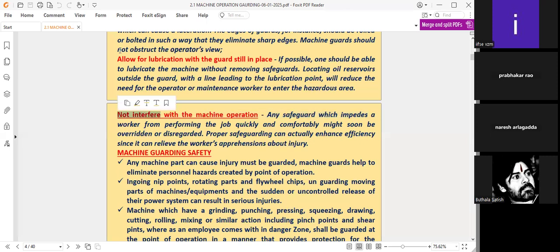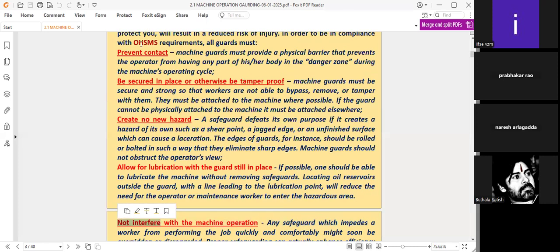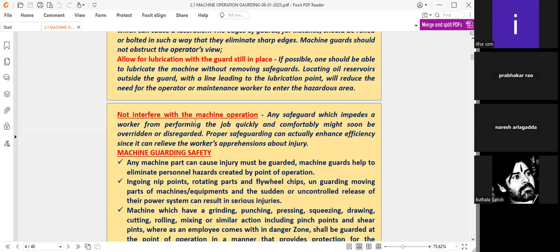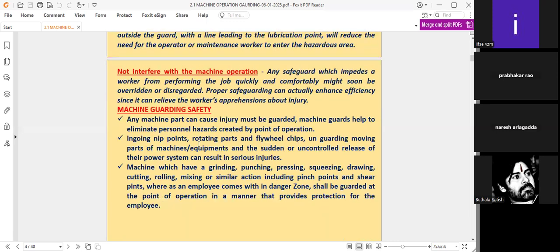That's why these are very, very important as per the OHSM requirements. Prevent contact, be secured in place, create no new hazards, allow for lubrication with the guard still in place, and no interference with the machine operation. What is safety? Machine guarding safety. Furthermore, apart from the OHSM requirement, machine guarding safety means any machine part that can cause an injury must be guarded. Machine guards help to eliminate personal hazards created by a point of operation.